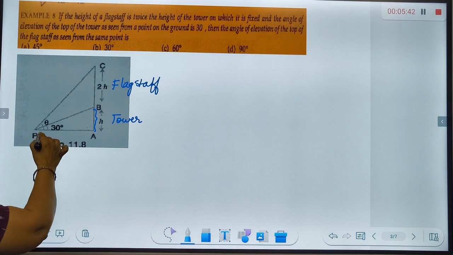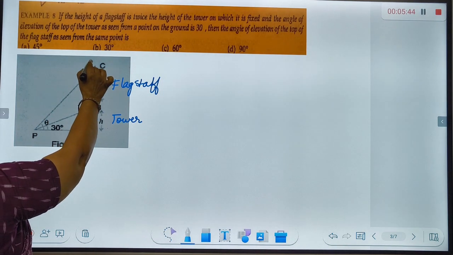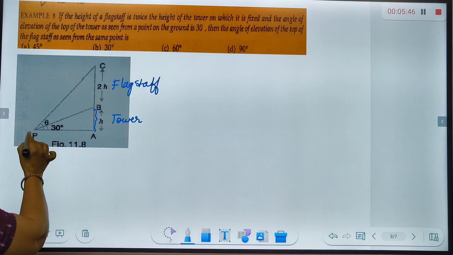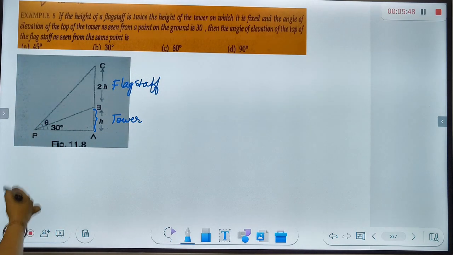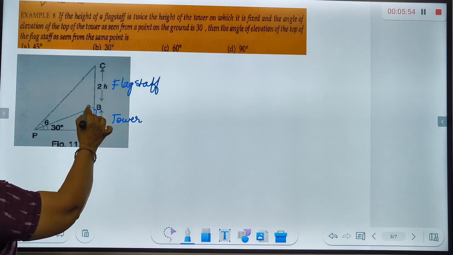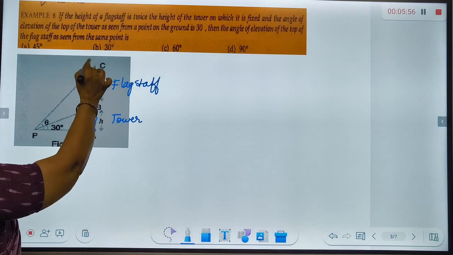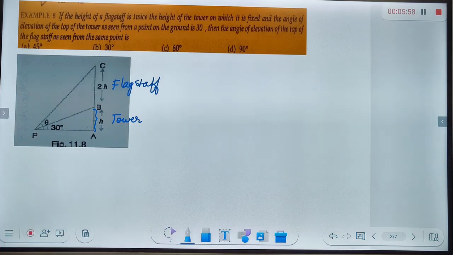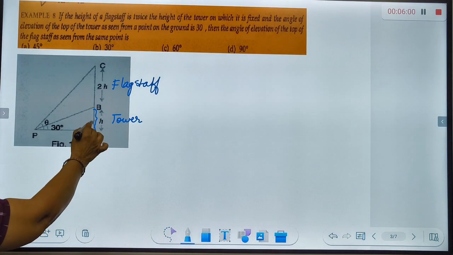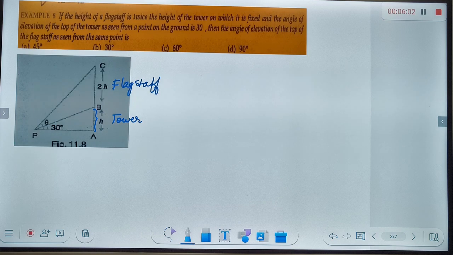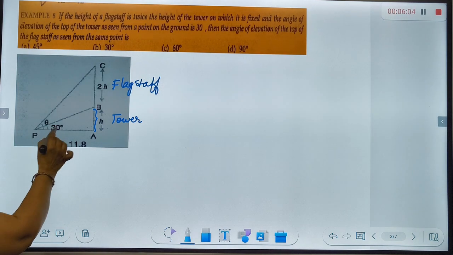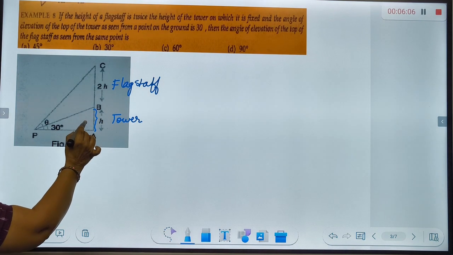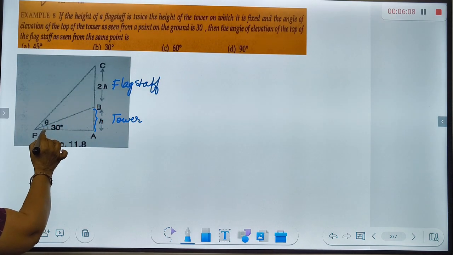And the angle of elevation of the flagstaff as seen from the same point, let us suppose it is theta. Then you have to find what is theta. So this is a tower, this is a flagstaff. Height of the flagstaff is twice the height of the tower. So if the height of the tower is h, this will be 2h. The angle of elevation of the bottom of the flagstaff or top of the tower is 30 degrees.